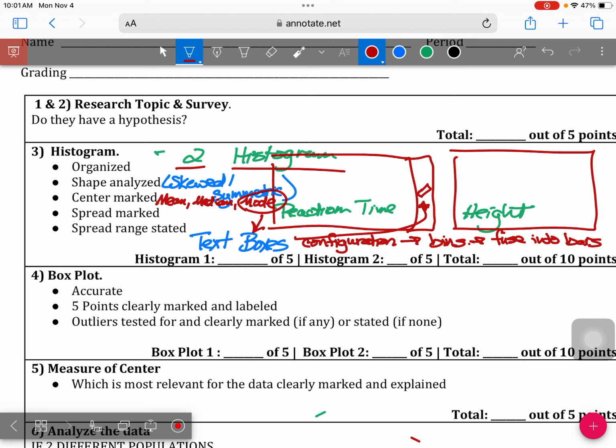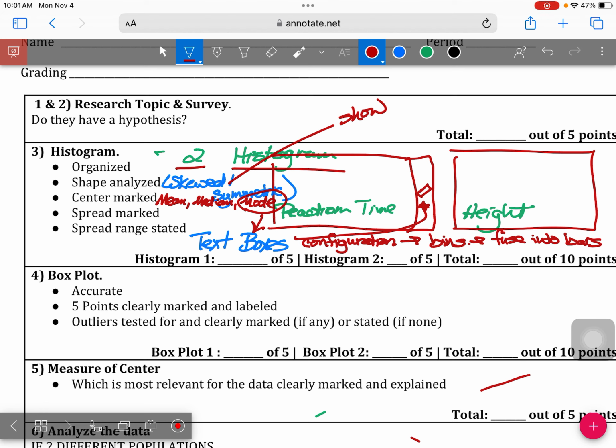So mean, median, mode. The center is marked. If you do show labels, it's going to show you the mean. It's going to show you the median. It's not going to show you the mode. So you have to find the mode, and you're probably going to have to add that into a text box.